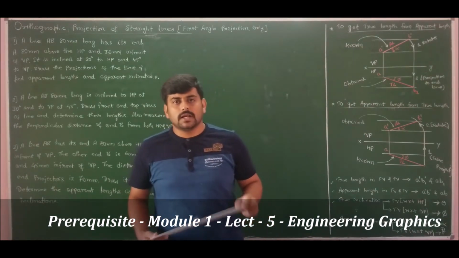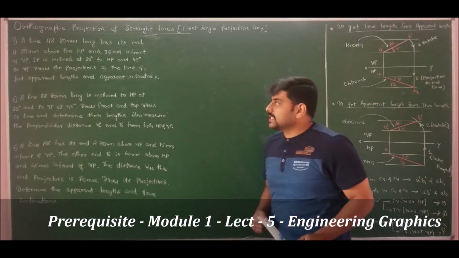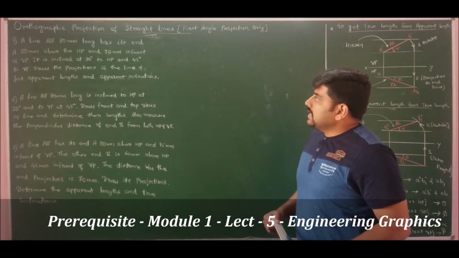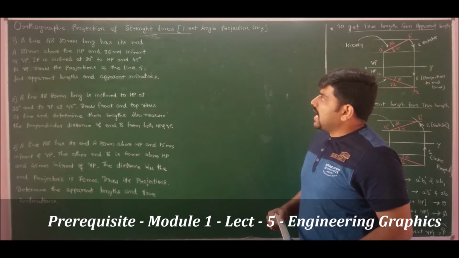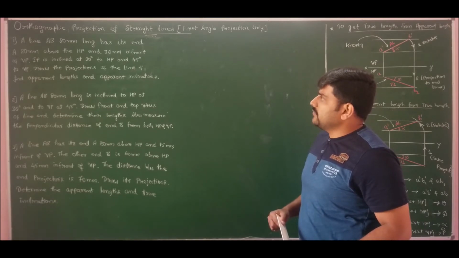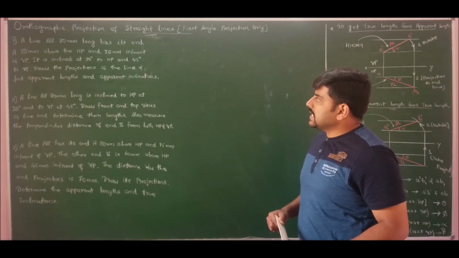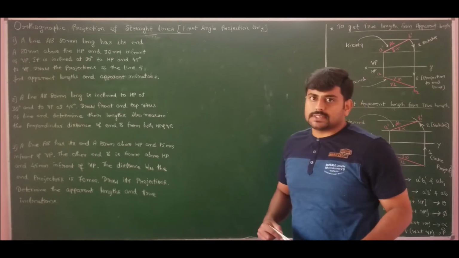Continuing our discussion, problem number 1 states that a line AB 80 mm long has its end A 20 mm above the HP and 30 mm in front of the VP. It is inclined at 30 degrees to the horizontal plane and 45 degrees to the vertical plane. Draw the projection of the line and find apparent lengths and apparent inclinations.